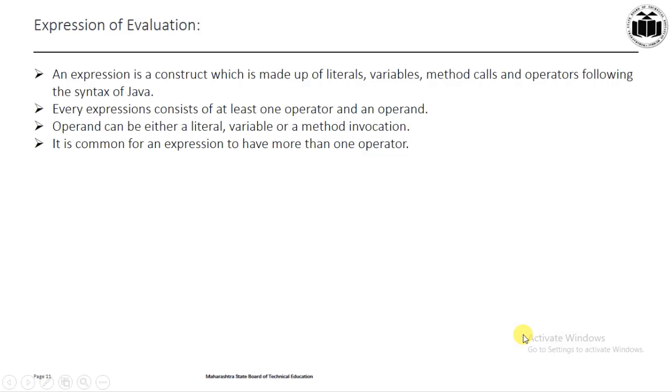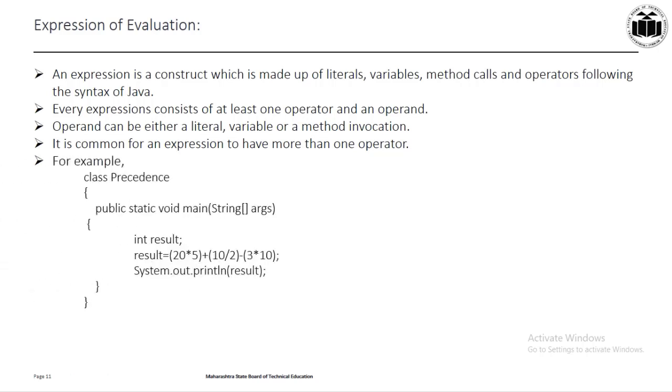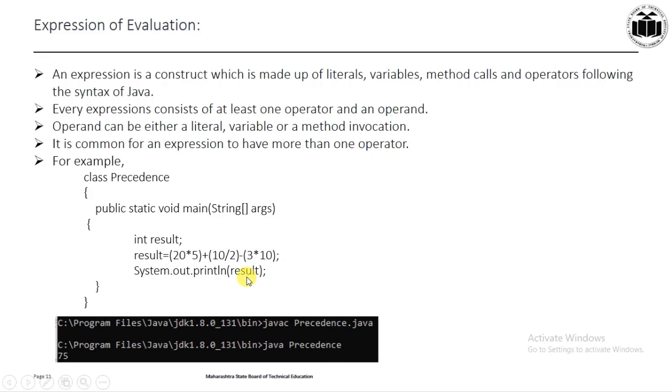Now we will see expression evaluation. An expression is a construct made up of literals, variables, methods and operators. Every expression consists of at least one operand and one operator. An operand can be either a literal, variable or method. It is common for an expression to have more than one operator. The example in this code shows the concept of evaluation of expression. In this way, the Java compiler evaluates our expression, and here is the output after running this code.